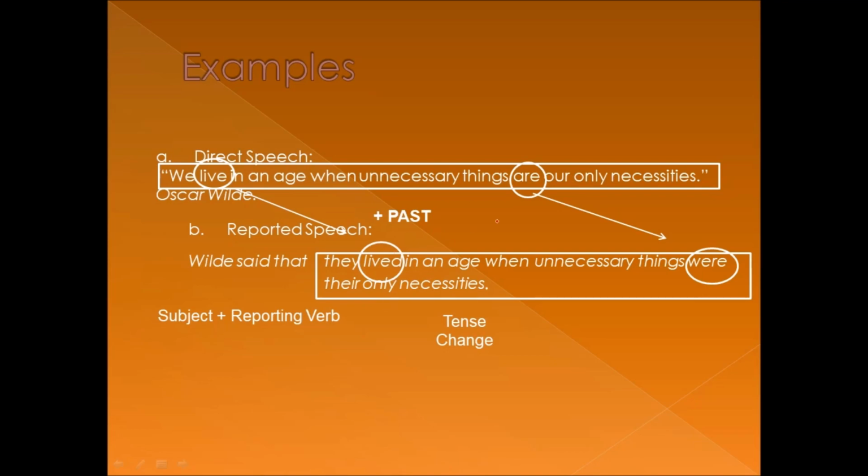And from the sentence above, we can see that we don't have any adverb of time or adverb of place. So these are the only two things we have transformed into the reported speech. Let's see the whole sentence. Wilde said that they lived in an age when unnecessary things were their only necessities.